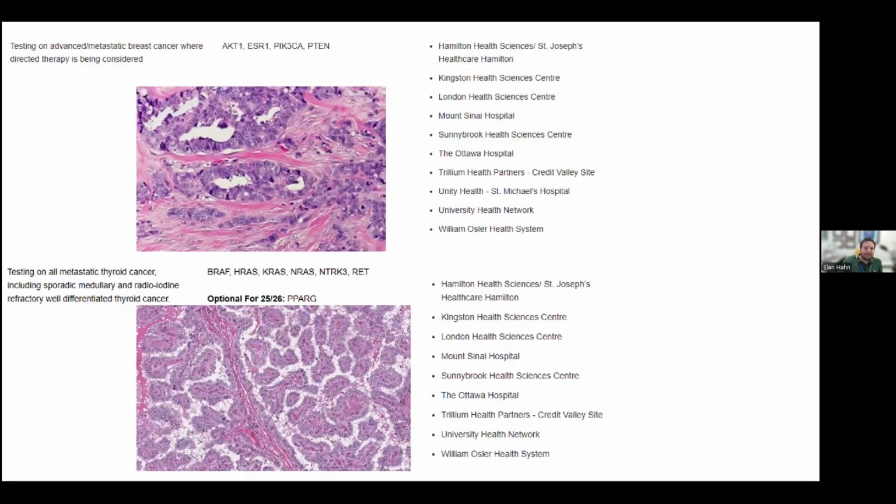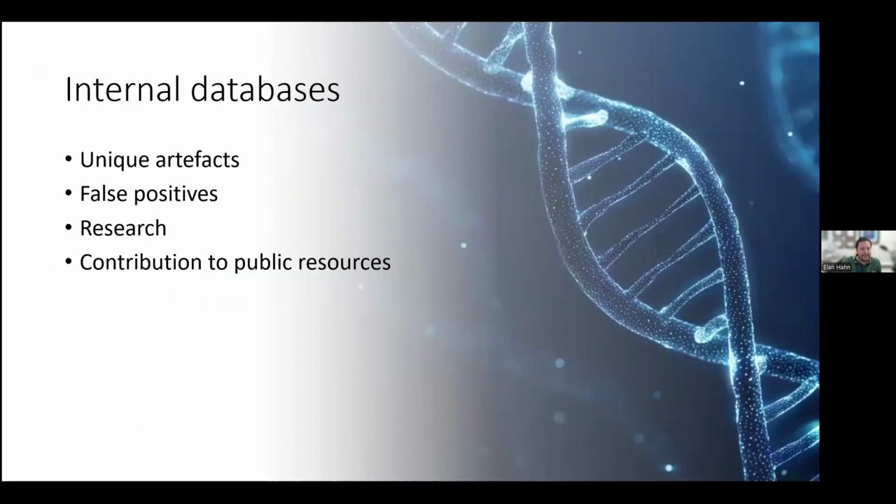So those are the more guidelines, clinical actionability assessment. And then moving on to internal databases, these are really helpful when you have a good quality institutional database to look for unique artifacts in your sequencing pipeline, reasons for flagging false positive calls. It's great for research based on what you've seen previously, because then you could go look at the pathology and correlate. And it's very important to be contributing to public resources so that we're all sharing data as opposed to hoarding it.